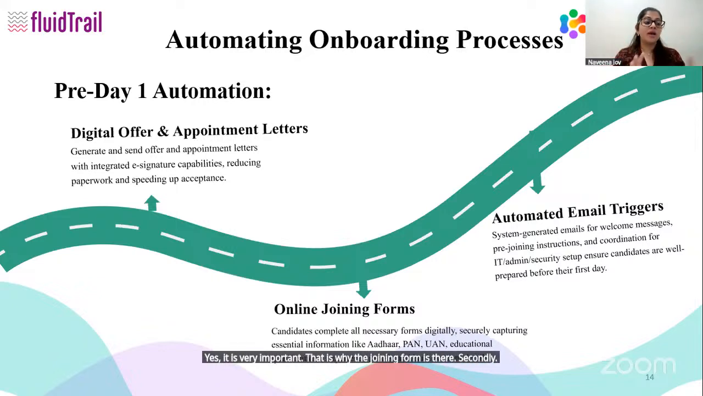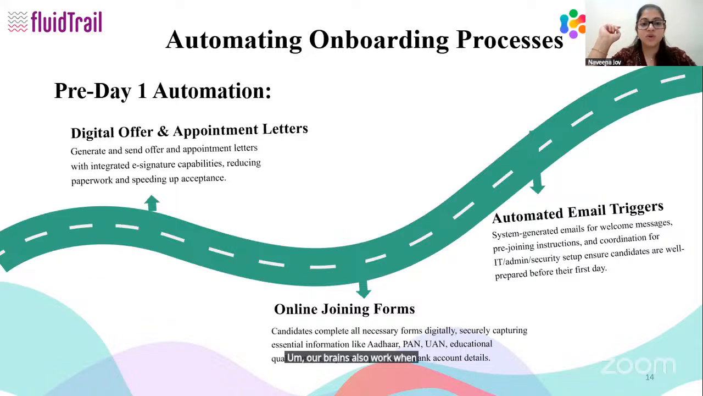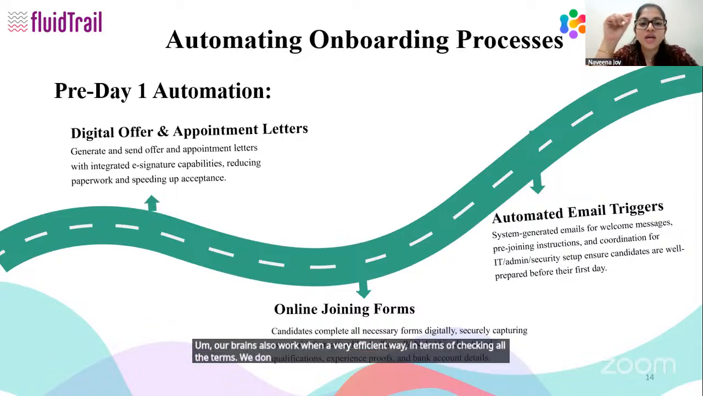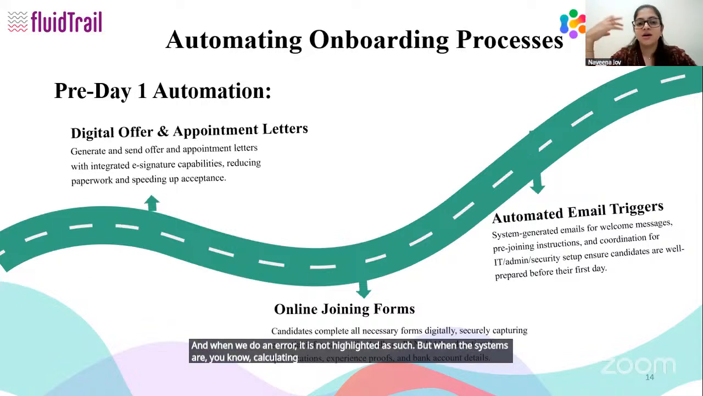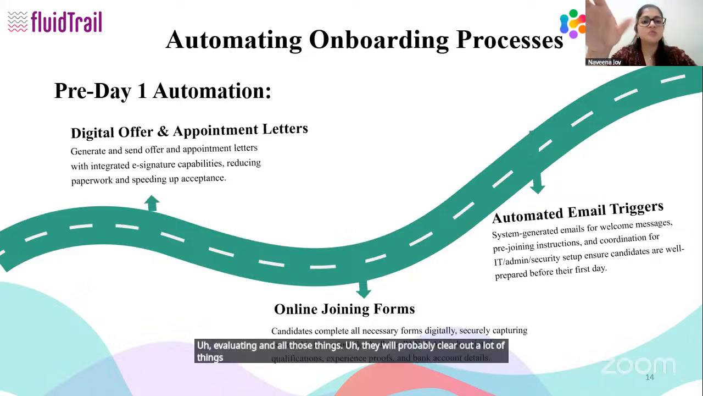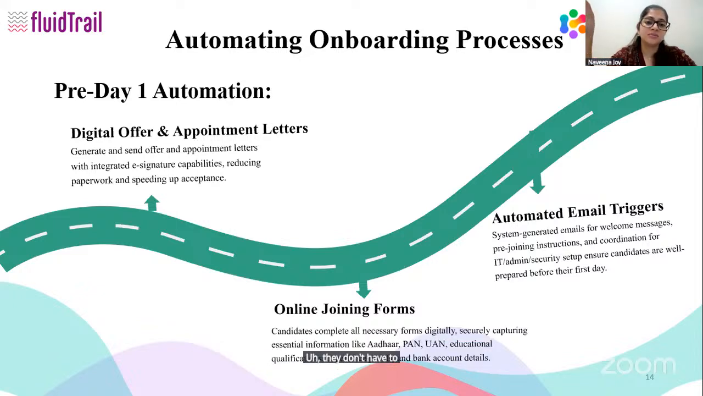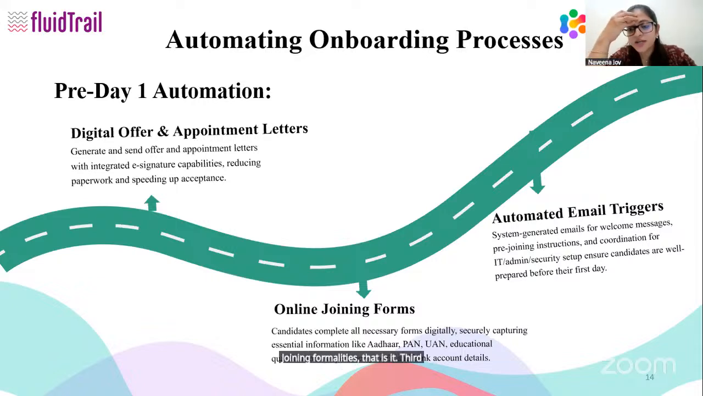Secondly, when the joining form and all these things are in a very systematic way, our brains also work in a very efficient way in checking all the terms. We don't have to check one or two columns and whether something is missing, because we all are humans. And when we make an error, it is not highlighted as such. But when the systems are calculating and evaluating, they will clear out a lot of things very speedily. They don't have to take a day to understand what's happening in terms of the joining formalities. That is it.